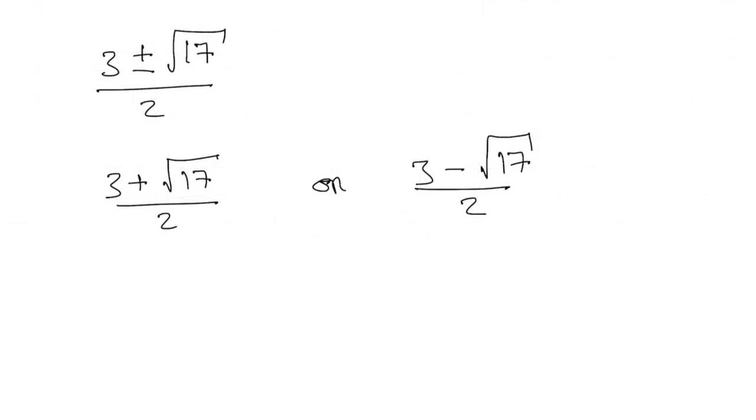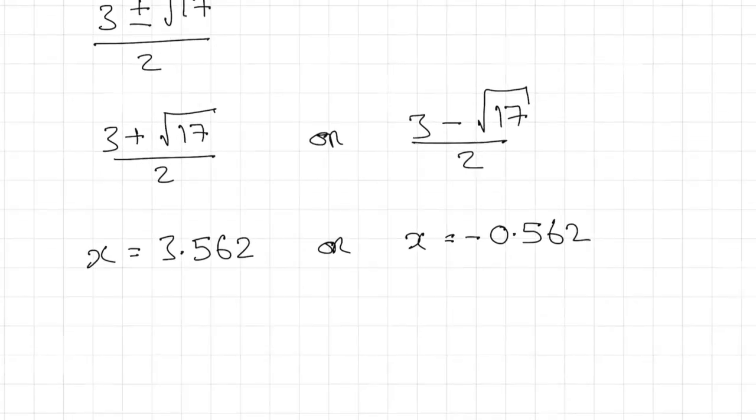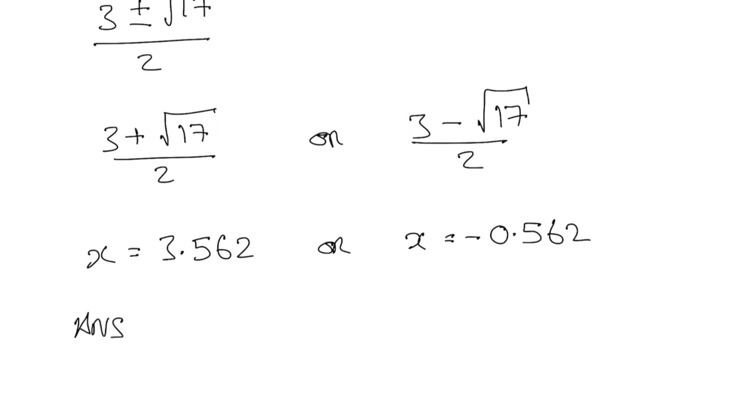In both situations, you can type it into your calculator and work it out, and you'll get your two solutions. x will equal 3.562 or x will equal minus 0.562. So the answers for the quadratic equation, just put them into order: x equals minus 0.562 or 3.562 are your two solutions.